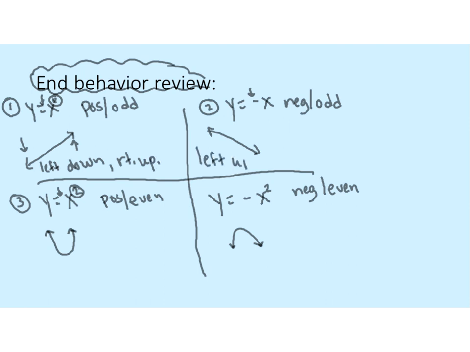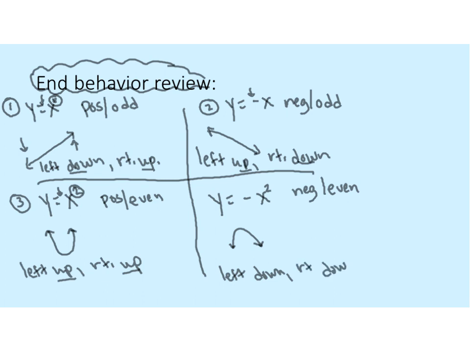Now here you can see that this is left up, right down. This one is left up, right up. Sometimes we just say up, up, down, down, and this one would be left down, right down. Now, if you can remember these four cases, sorry, I didn't put my 4 here, you are so good to go on every single polynomial.